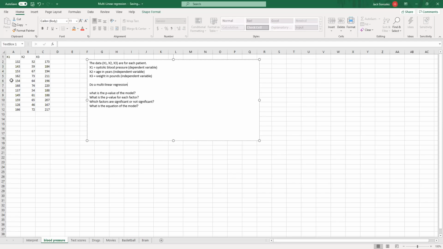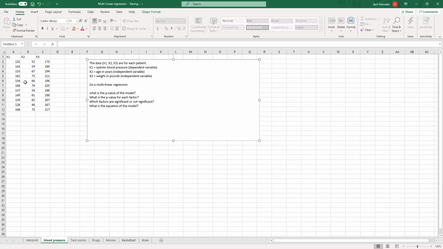Okay. Then we're going to write down what is the p-value for the model, and then we look at the p-value for each factor, meaning are these both significant? In other words, do they actually affect blood pressure? Which factors are significant or not significant? If they don't, you'll say which ones don't, and then you'll write the equation.